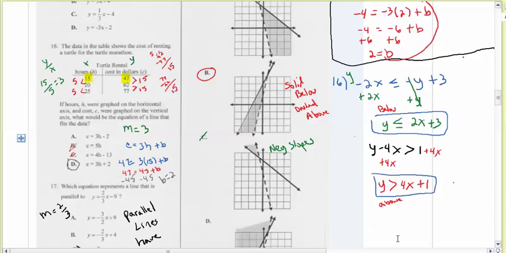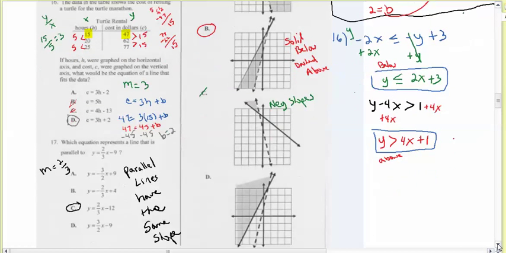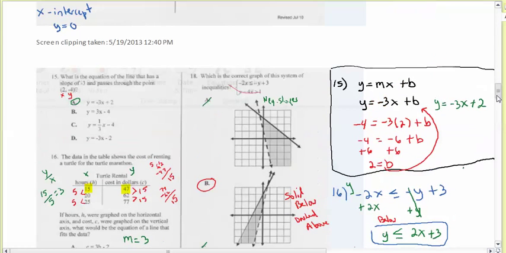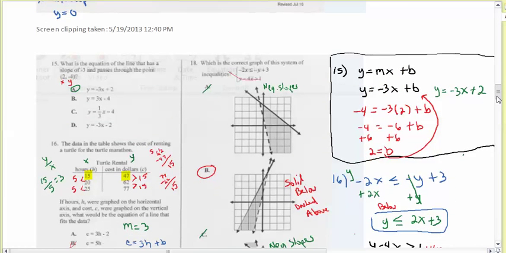Number 17. Number 17 is parallel lines. Parallel lines have the same slope. So my slope is 2 over 3. I look at my choices to find the 2 over 3, and the only one that's going to work is letter C, because that has a slope of 2 over 3 right here. Okay, the next one, that was number 17. Go back up to 18.